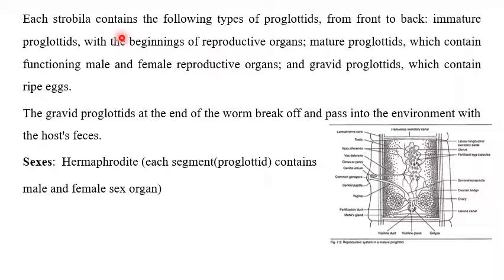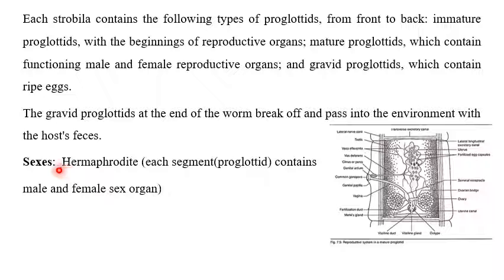Each strobila contains the following types of proglottids, from front to back: immature proglottids with the beginnings of reproductive organs, mature proglottids which contain functional male and female reproductive organs, and gravid proglottids which contain ripe eggs. The gravid proglottids at the end of the worm break off and pass into the environment with host feces.